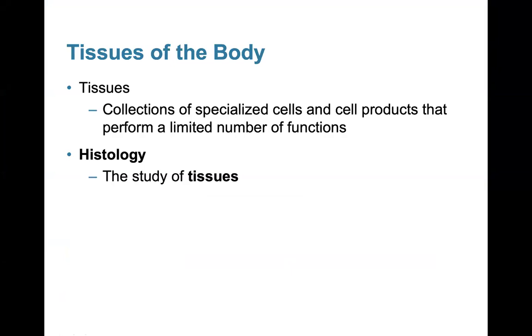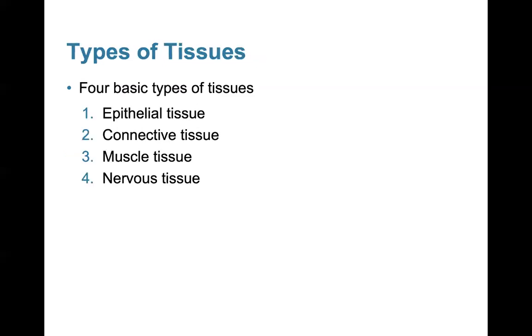So tissues are collections of specialized cells and cell products that perform a limited number of functions. And the study of tissues is referred to as histology. And this is actually a very large branch of lab studies where they might look for abnormal tissue types, especially with a lot of disorders that are involving certain types of cancers and stuff.